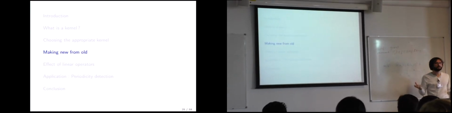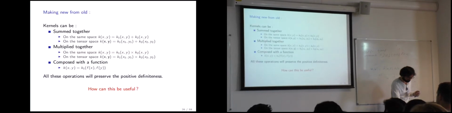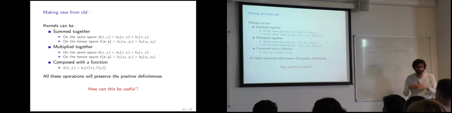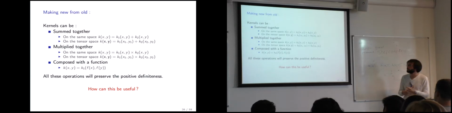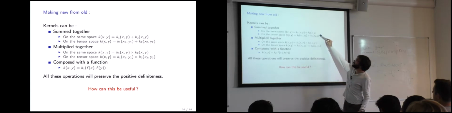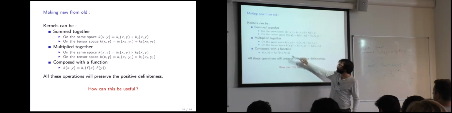Okay, so we've seen there are plenty of kernels that already exist, and we are going to see now that using these kernels as building blocks, we can create even more kernels and even more interesting ones. So these are basically the operations we can do on kernels that will keep their good properties of being symmetric and positive semi-definite. So you can sum kernels together, you can multiply kernels together, or you can compose them with a function.